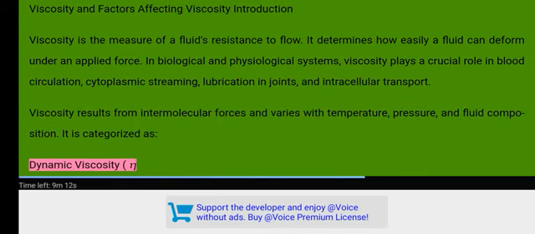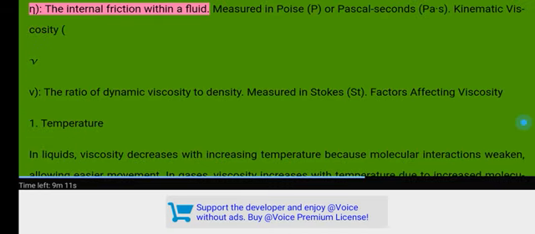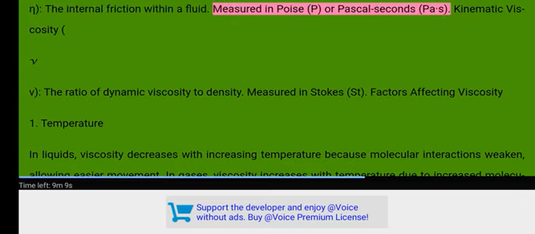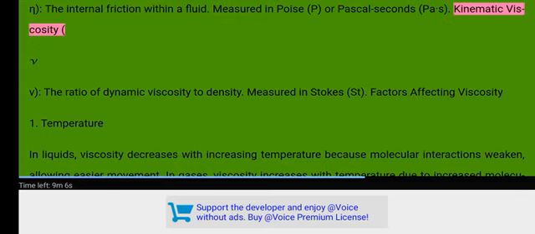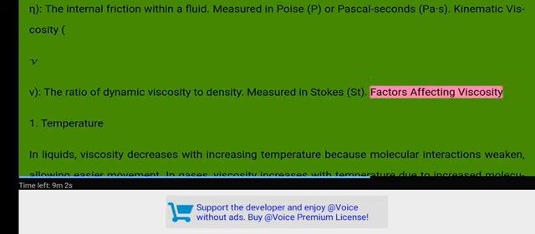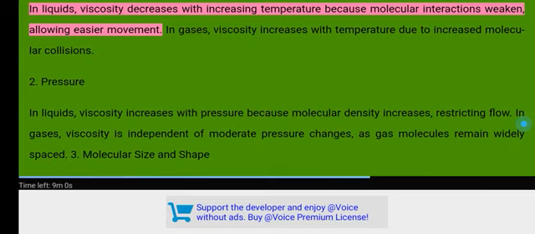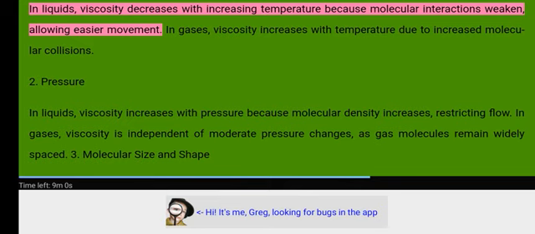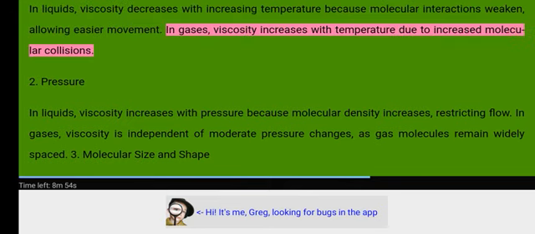It is categorized as dynamic viscosity, eta, the internal friction within a fluid, measured in poise, P, or Pascal seconds, Pa·s; and kinematic viscosity, nu, the ratio of dynamic viscosity to density, measured in stokes, St. Factors affecting viscosity. 1. Temperature. In liquids, viscosity decreases with increasing temperature because molecular interactions weaken, allowing easier movement. In gases, viscosity increases with temperature due to increased molecular collisions.